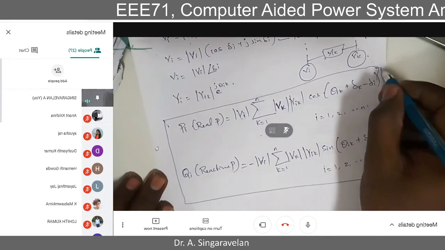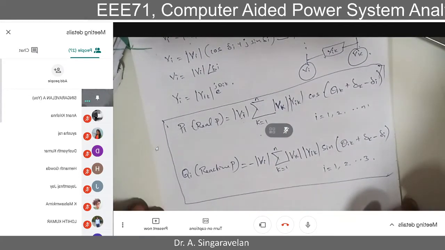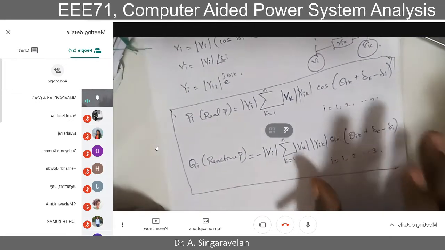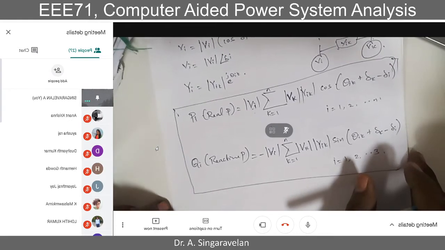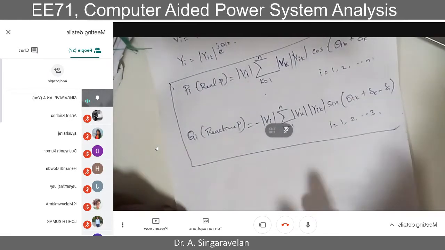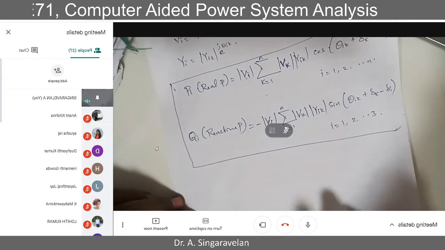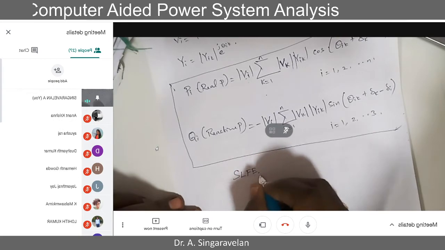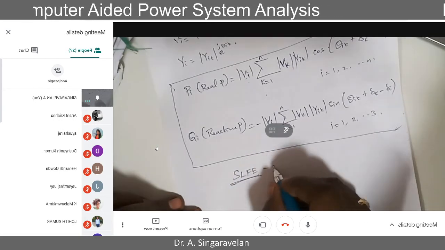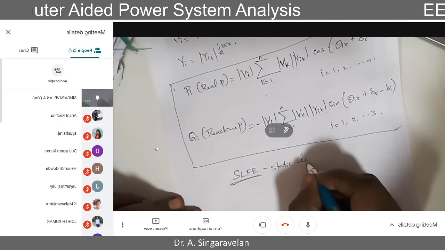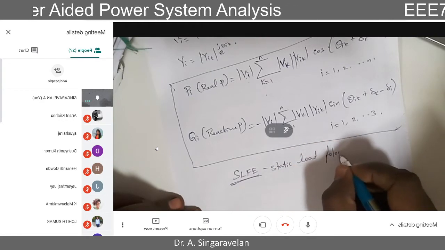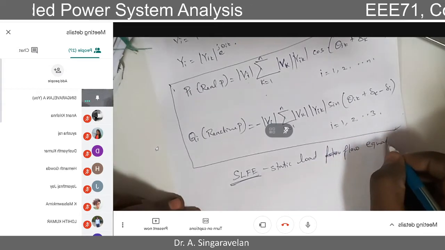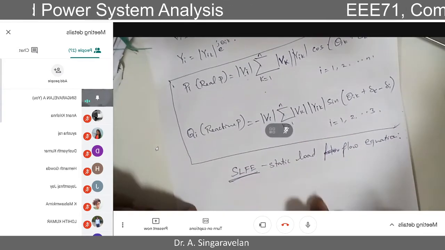For the second module, we are going to deal only with this. Maybe in some textbooks the syntax will be different, that is okay, but the concept is this. In the literature, they call these equations SLFE. Note down this SLFE: static load flow equation. This is the static load flow equation.